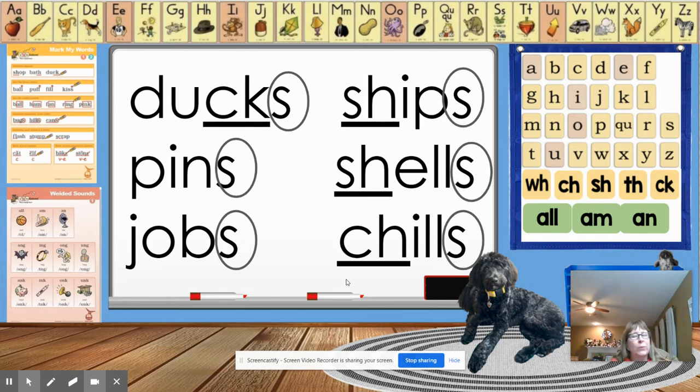This one really only has one meaning. Who can use this word in a sentence? Jobs. That's right. It means have more than one job, right? My jobs, remember, are I said I'm a teacher, I'm a tutor, I'm a mommy, and I teach Sunday school. I have 4 jobs. Let's look at the word chills.